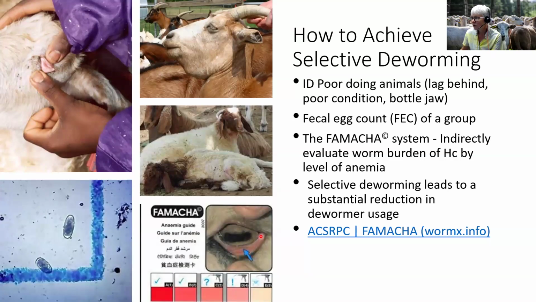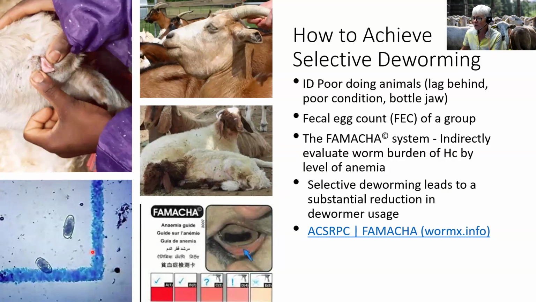One way to achieve selective deworming is the use of FAMACHA. Again, there's a whole other presentation just on FAMACHA alone, but basically you look at the lower eyelid membrane, the push, pop, pull action. And then you can also look at the condition of the animal, whether it's got bottle jaw or if it just looks very poor and lethargic. Those are the animals that do need to be dewormed.